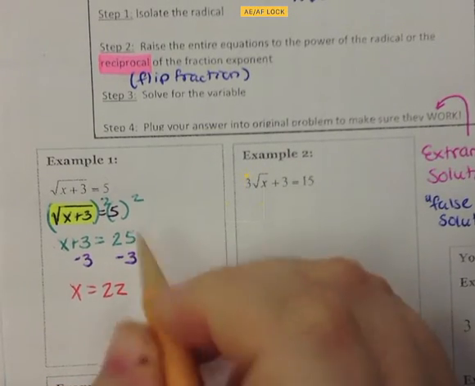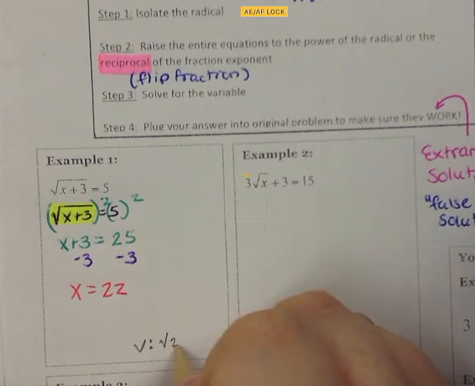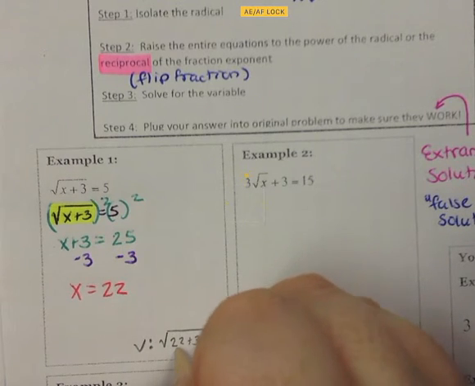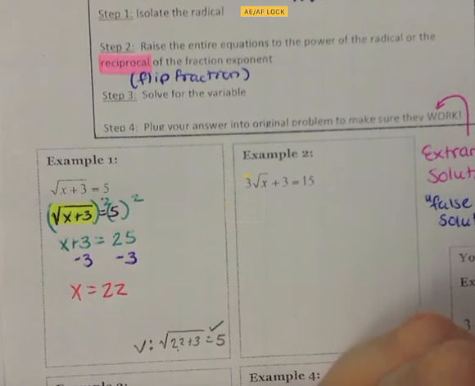The square root of, I'm going to plug 22 back in here, 22 plus 3 is supposed to equal 5. 22 plus 3 is 25. The square root of 25 is 5, so I put a check mark saying, yes, that works.